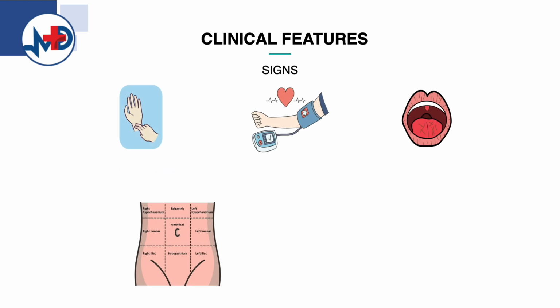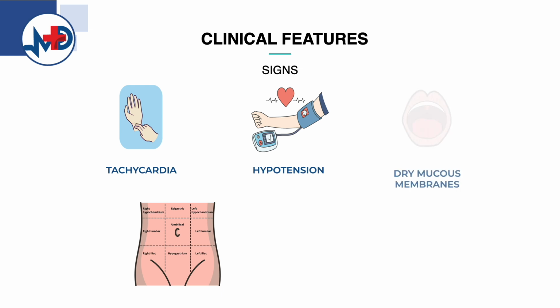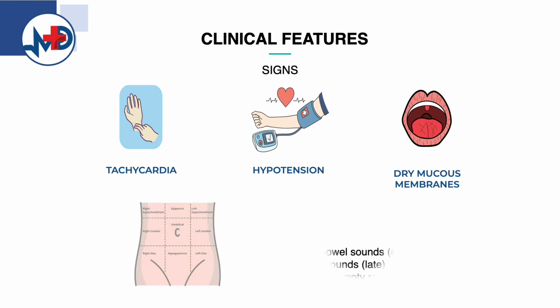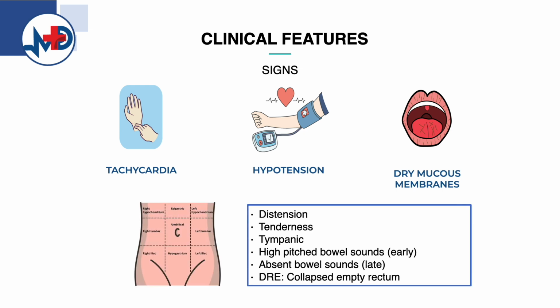In terms of general examination, you may find signs of dehydration such as tachycardia, hypovolemia or hypotension, or dry mucous membranes. On abdominal exam, you will notice abdominal distension, diffuse abdominal tenderness, and tympany to percussion. Auscultation in patients with early obstruction reveals high-pitched bowel sounds, whereas those with late obstruction may present with minimal or even absent bowel sounds as the intestinal tract becomes hypotonic.